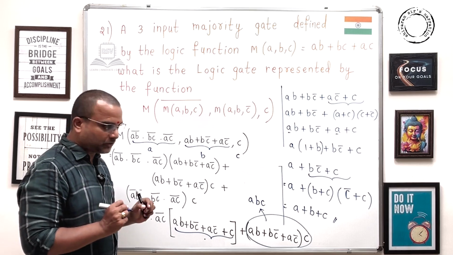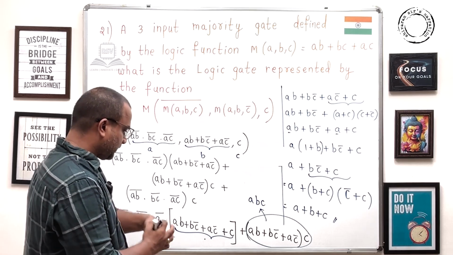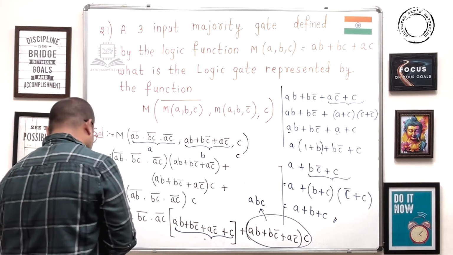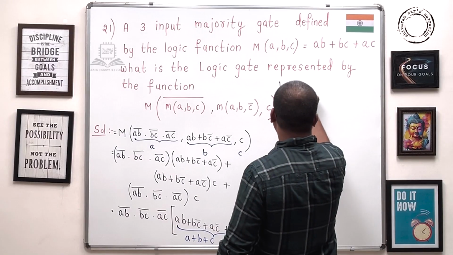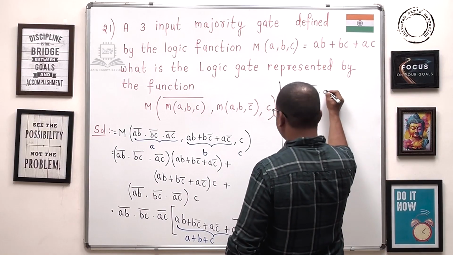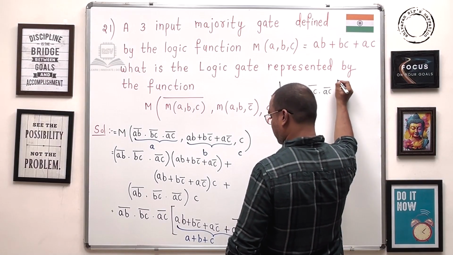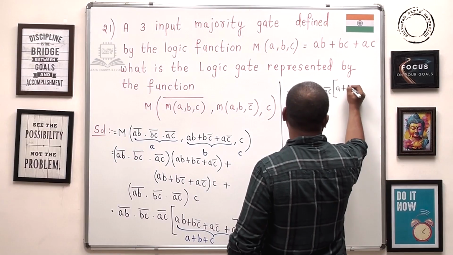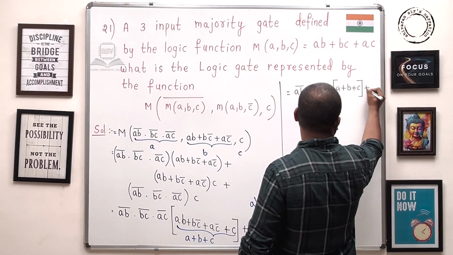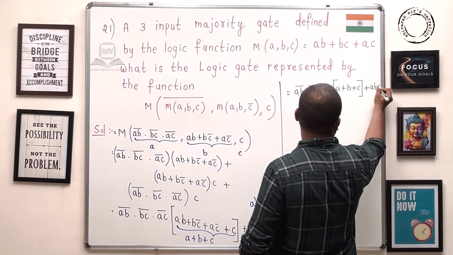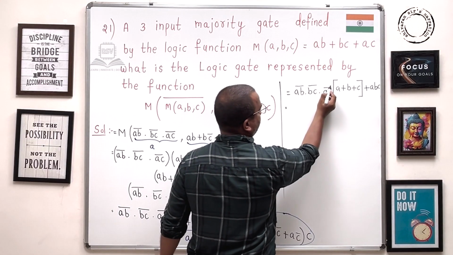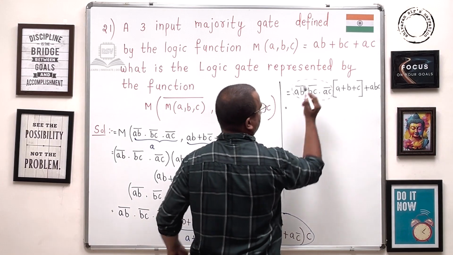Now we are substituting these two terms with the simplified expression, and we will see what the expression is. AB whole bar, BC whole bar, AC whole bar into A plus B plus C plus ABC.